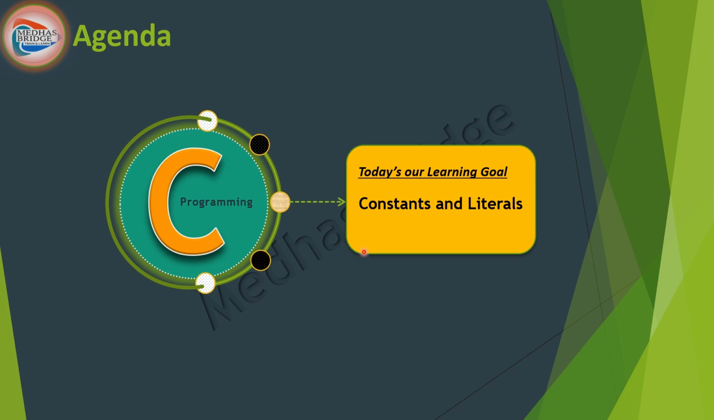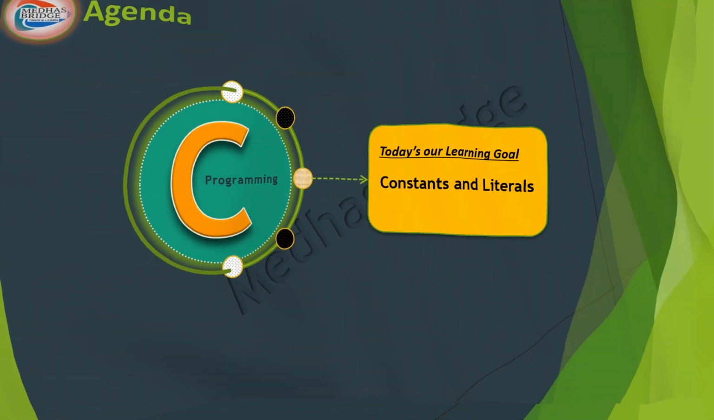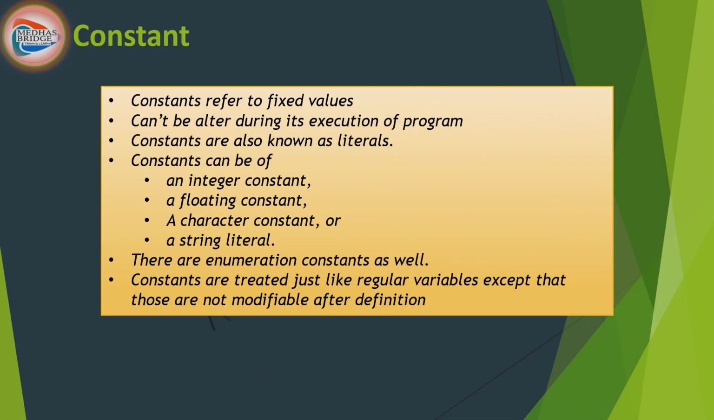Here is our today's agenda. What is meant by constants? Constants refer to fixed values. Constants cannot be altered during the execution of a program. Constants are also known as literals.